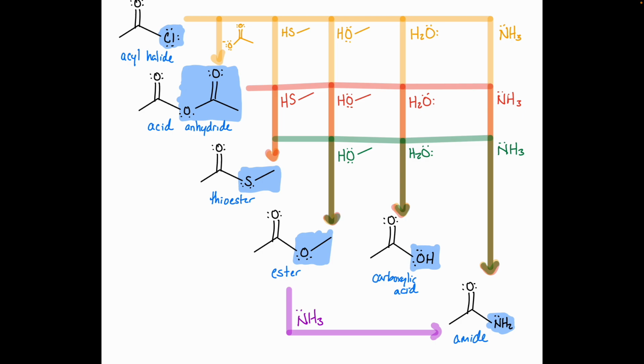Okay? But we cannot go from a carboxylic acid to an amide. All right? We got a problem here. All right? So even though carboxylic acids are more reactive and amides are less reactive, we got a problem trying to convert between these two. Okay? So let's see why that would be.